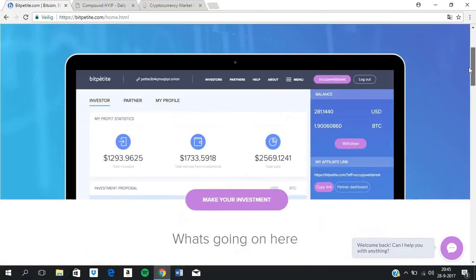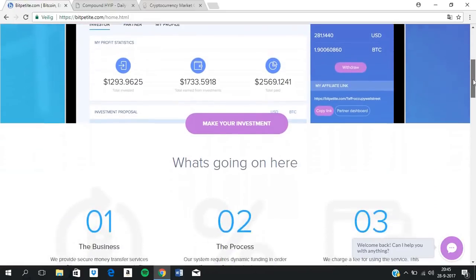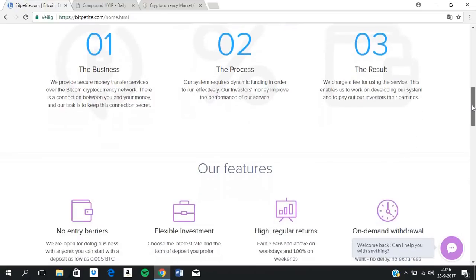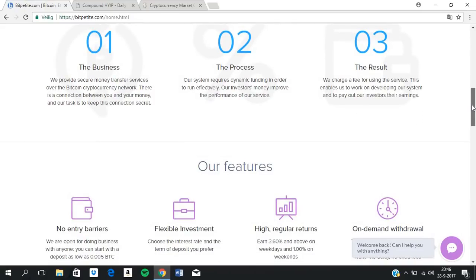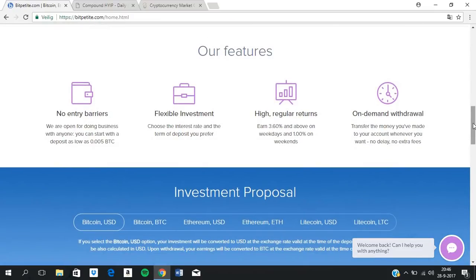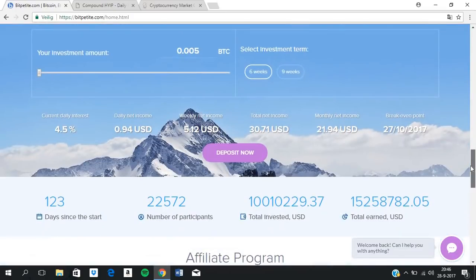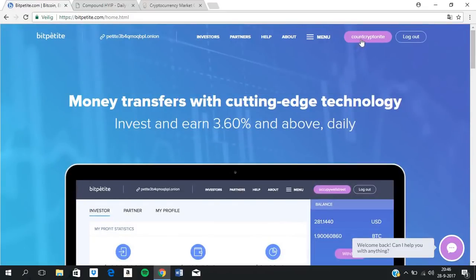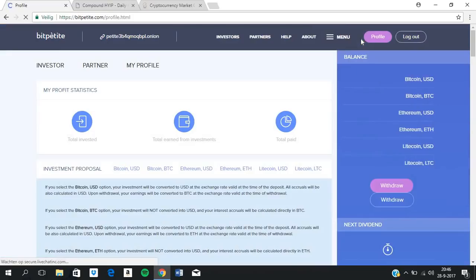Well, first of all, you can make your investment by clicking on this. I've already made an investment, and I will show you guys which type of investment I made. I also want to tell you more about the mistakes that you can make with Bitpetite and with hypes in general. So it's very important to look at the certain factors and features they have on their high investment yield programs. Let me start with my account.